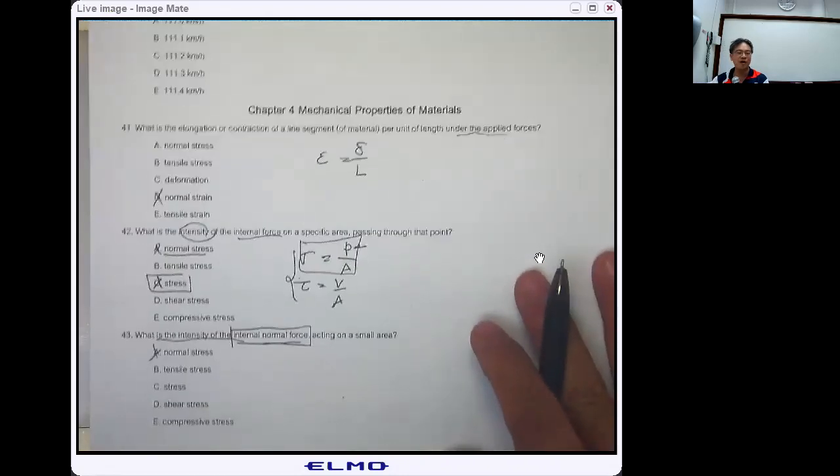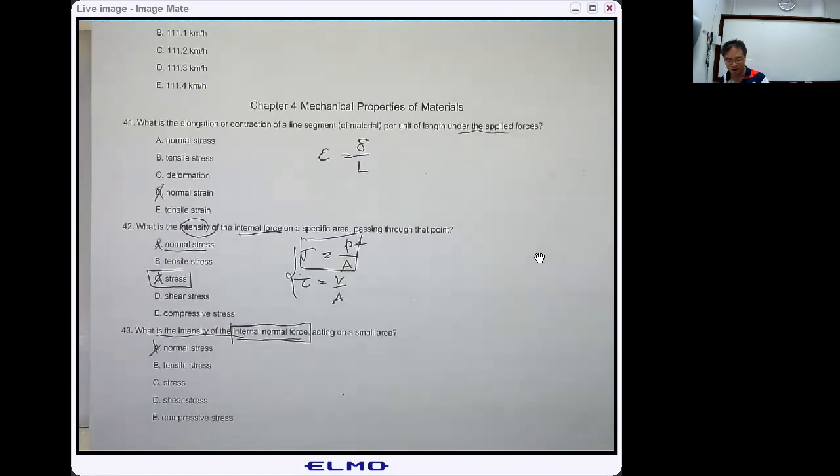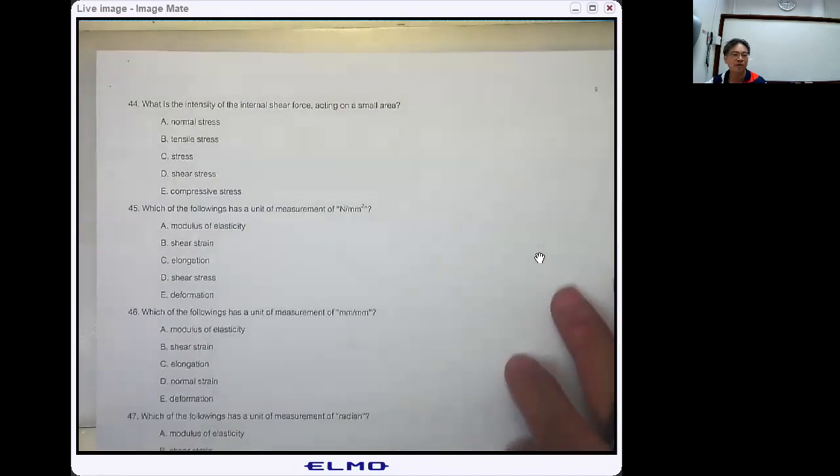So be careful about this. Don't decide the answer so quickly. You may make a mistake like the one that I just did on this. Okay, and then we go further to chapter 4 and problem 44.